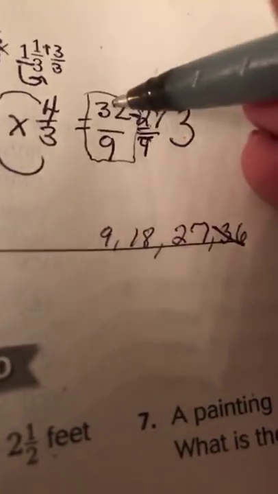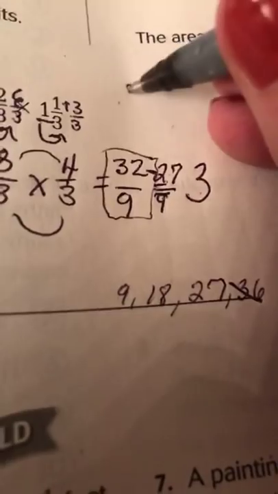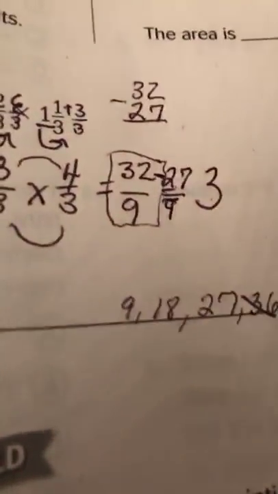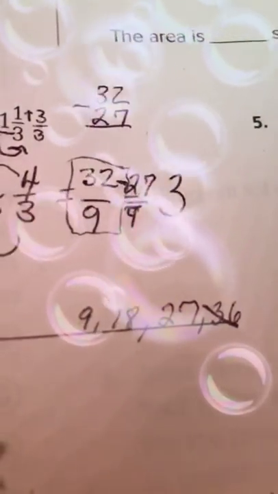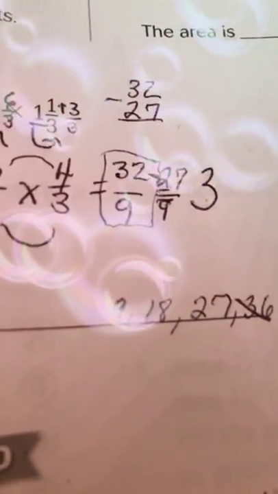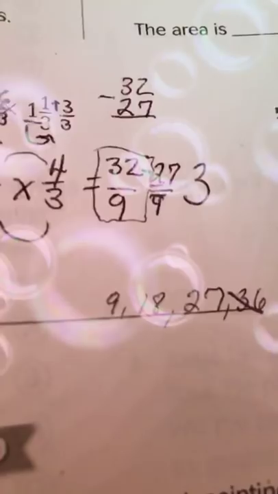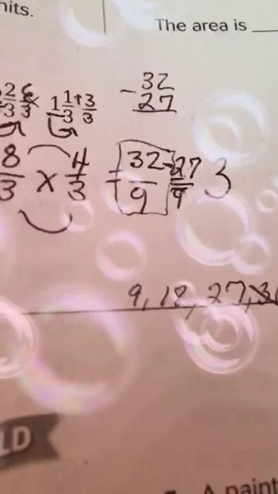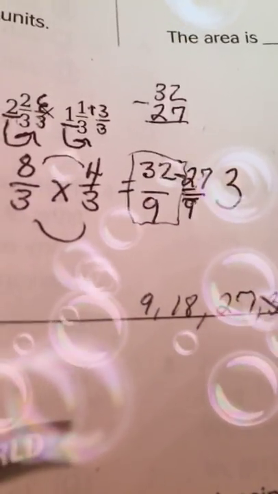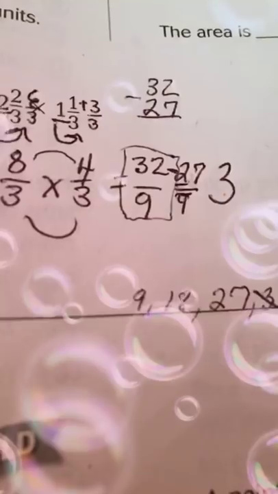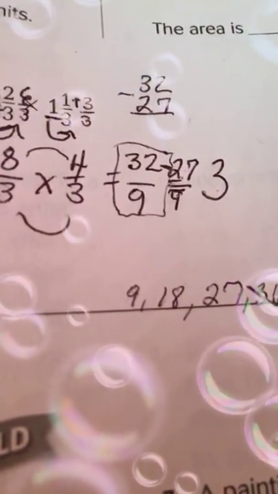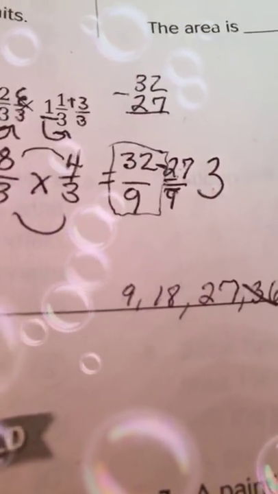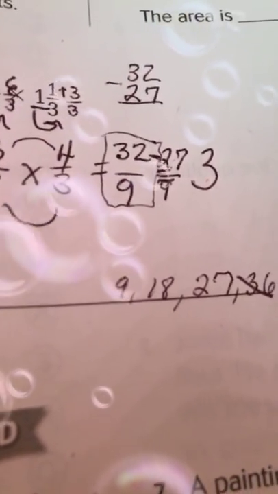So take away 27. 32, take away 27. And again, I can rewrite it going up and down. So I'm going to give you a minute to take a moment and subtract 32, take away 27. Does anybody have any answers?